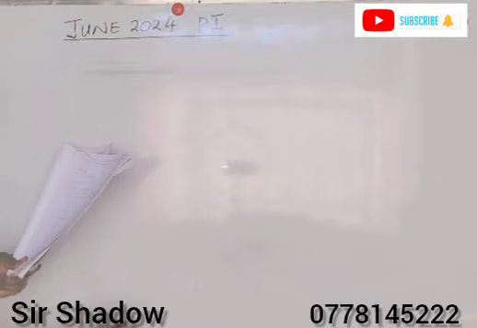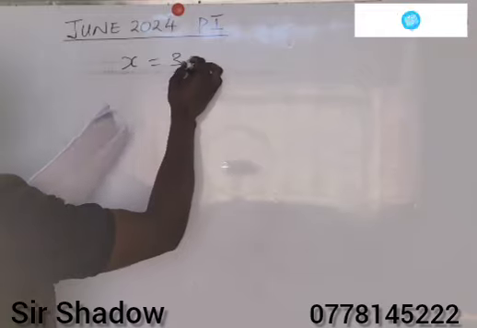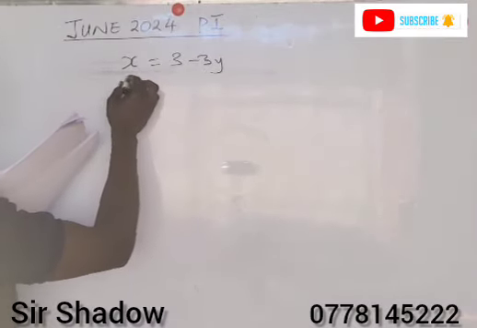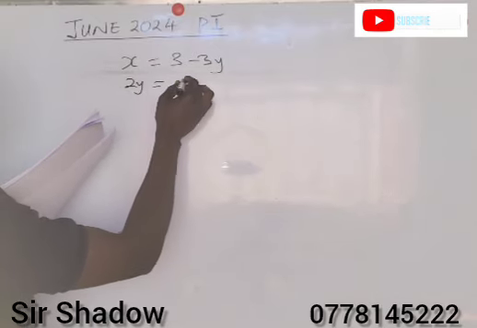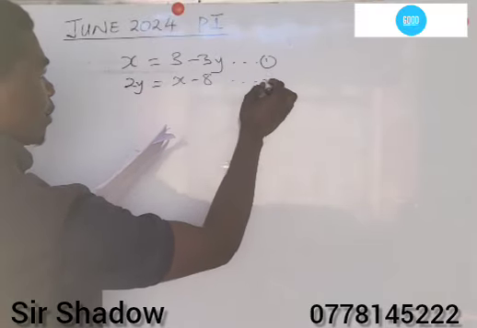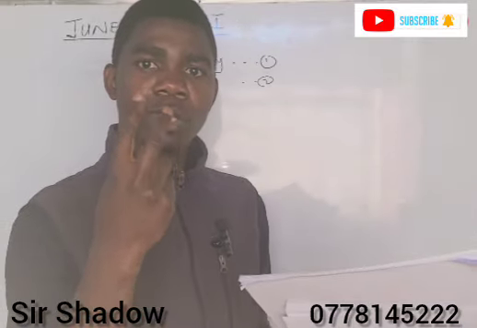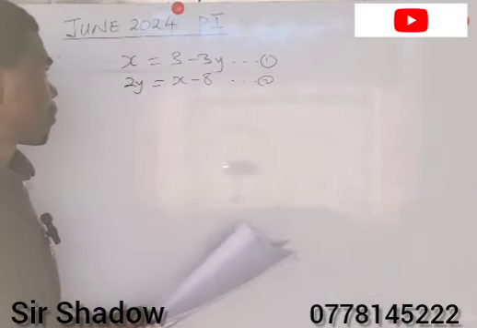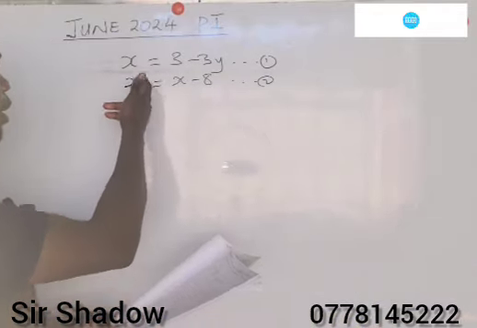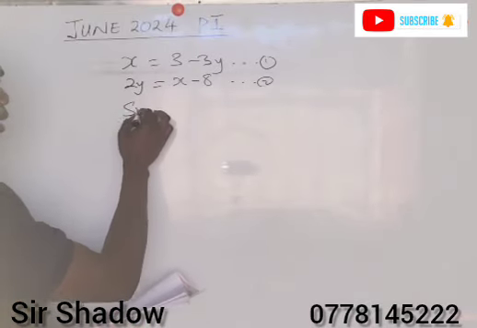The question: x is equal to 3 minus 3y, then 2y is equal to x minus 8. You can name this equation number 1 and this equation number 2. When you are asked to find the value of x and the value of y, in a simultaneous equation, you find two unknown values at the same time. I'm going to use the substitution method, which is easier since x is already the subject of the formula here. Let's use the substitution method.